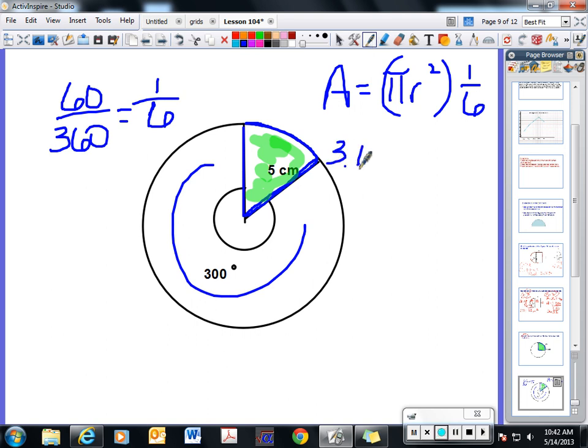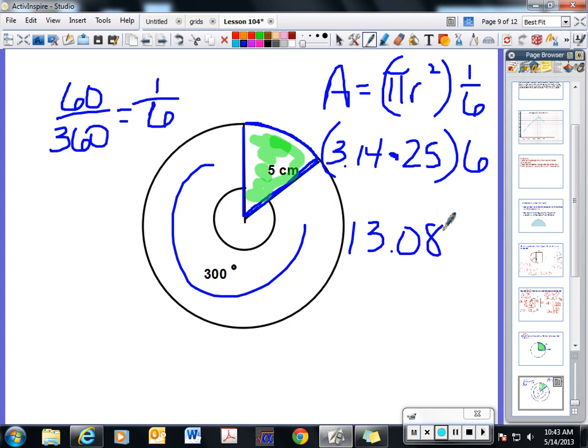3.14, we'll use that for pi, times the radius, which is 25, and we divide that all by 6. All right, run that on the calculator here, 3.14 times 25 divided by 6. 13.083 repeating. Okay, or you could have used it as a fraction, which would have been fine also. And this is area, so it is square centimeters.